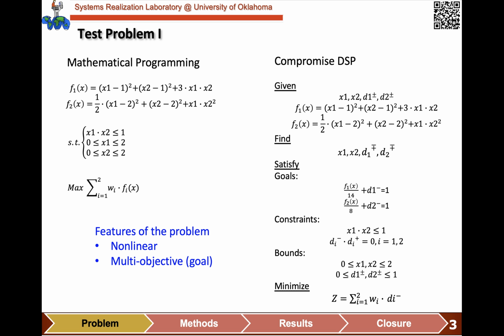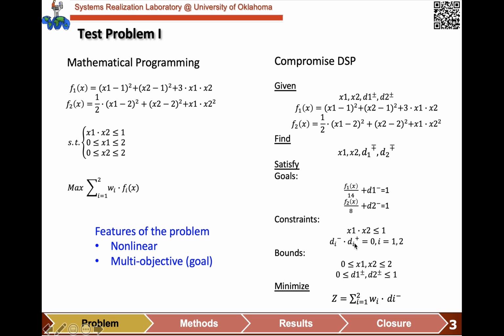We convert this problem into a compromise DSP, cDSP for short. Because we identify that the first objective can never exceed 14, we use 14 as its target. And the second objective can never exceed 8, and we use 8 as its target. And we use a deviation variable for each goal. We minimize these deviation variables to make sure we achieve the two goals as best as we can. And the deviation variables have minus and plus. D minus means underachievement of a goal, and D plus means overachievement. We can minimize both of them to reach the target exactly, not more and not less.